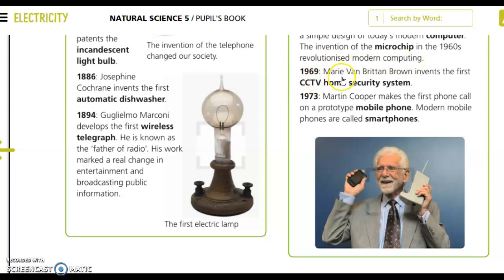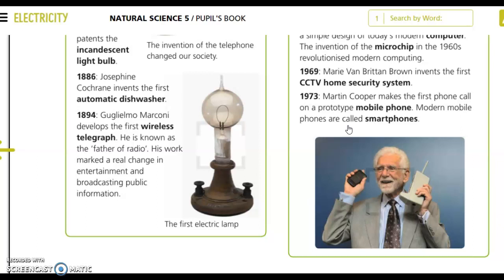1969. Marie Van Brittan Brown invents the first CCTV home security system. 1973. Martin Cooper makes the first phone call on a prototype mobile phone. Modern mobile phones are called smartphones, which are the ones that we are using nowadays.